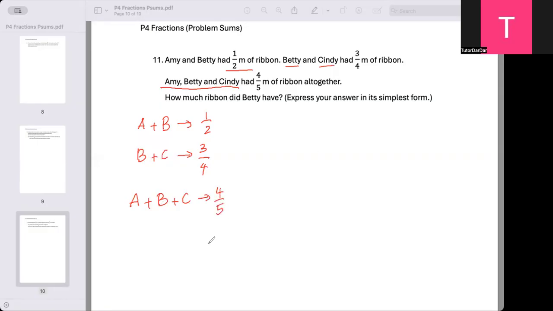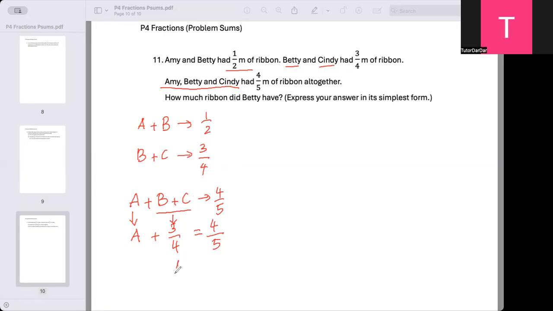So when you get this type of question, please write down all these equations. It will help you to visualize how to solve this problem. So based on this, you can either substitute A plus B, which is half, or B plus C, which is 3/4. So for this case, I will substitute with B plus C. So A plus B plus C is 4/5. I write down as it is, and just substitute this B plus C with 3/4.